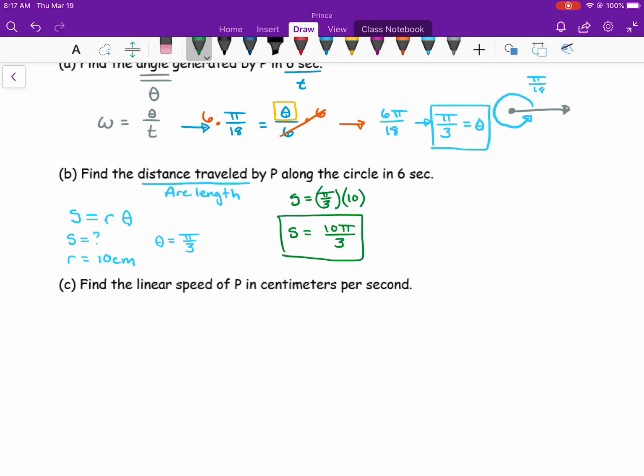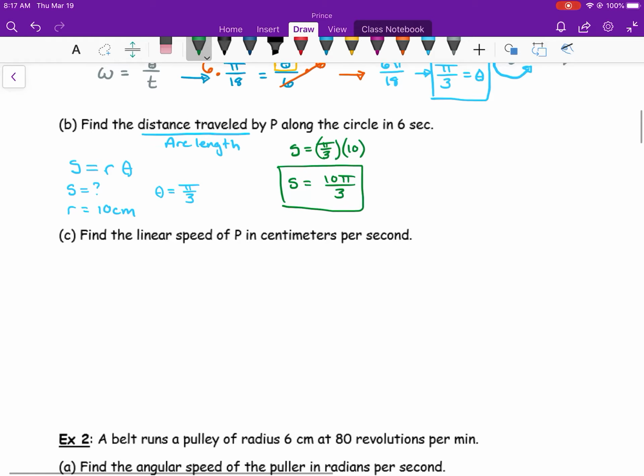So, example 1, part C: we're going to find the linear speed of P in centimeters per second. We know arc length, we found theta, and we know the radius.